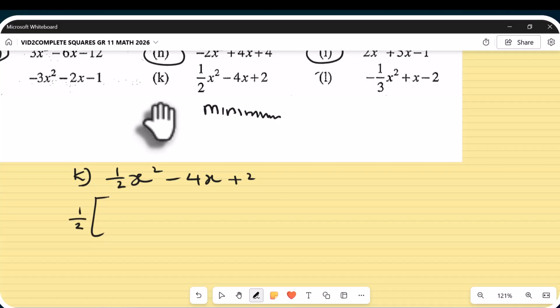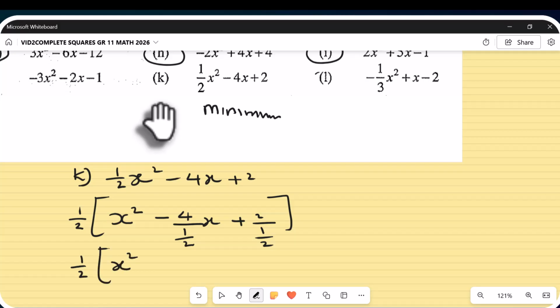We're going to get 1 over 2, open brackets here, we have x squared. Then divided by 1 over 2, it's minus 8. So minus 8 x. What about here? We're going to get a 4, so plus 4 here. Then what do we do next here? We said you multiply b times 1 over 2, so I'm going to say negative 8 times 1 over 2 bracket squared, which gives me negative 4 bracket squared.